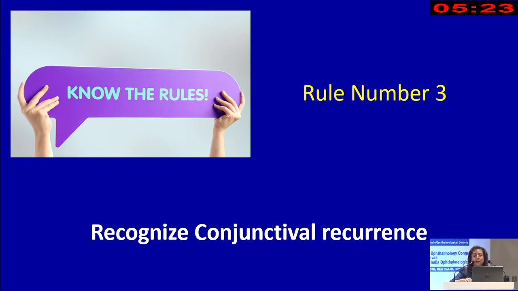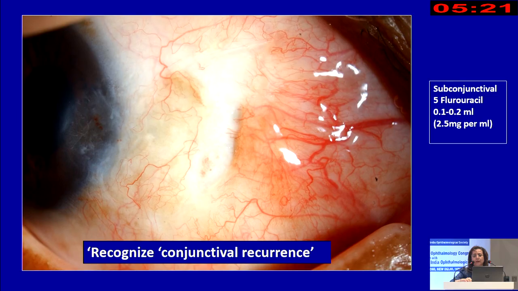Rule number 3 is really to recognize conjunctival recurrence. So you really want to treat these recurrences at this stage, when the recurrence is starting behind the autoconjunctival graft or from the sides of the autoconjunctival graft. You don't want to wait until you have a full recurrence to start treating these patients.